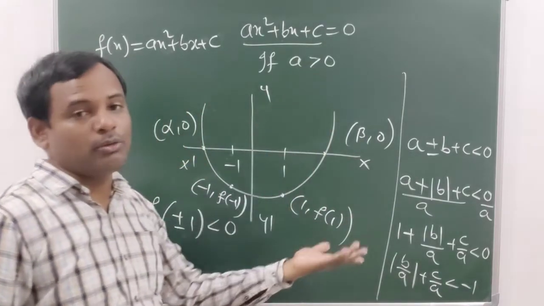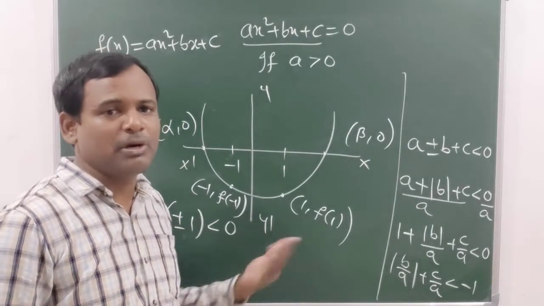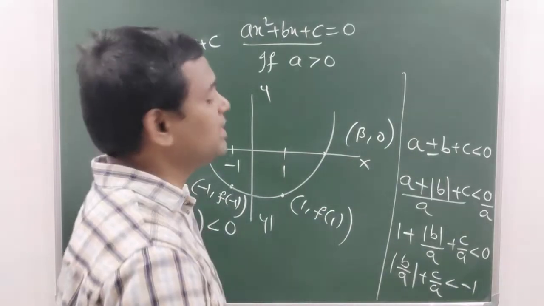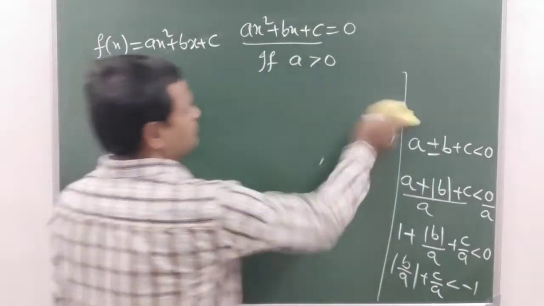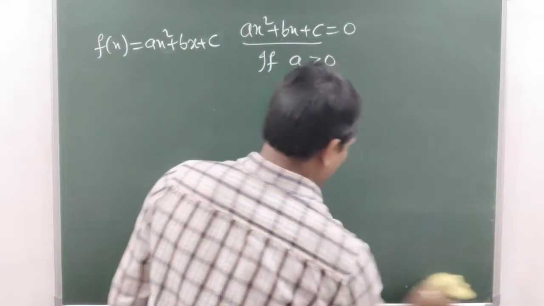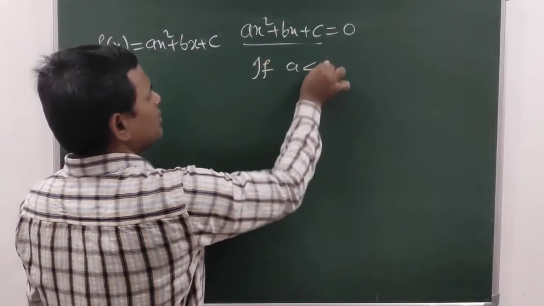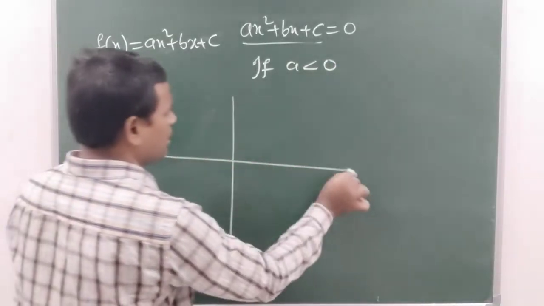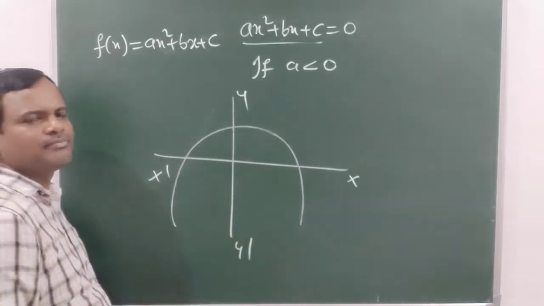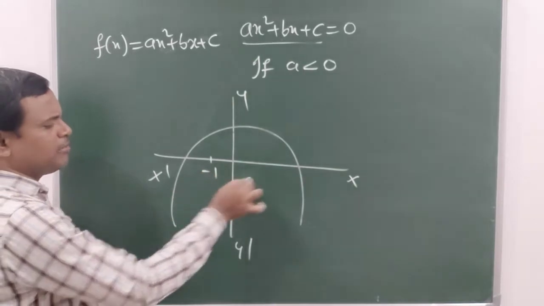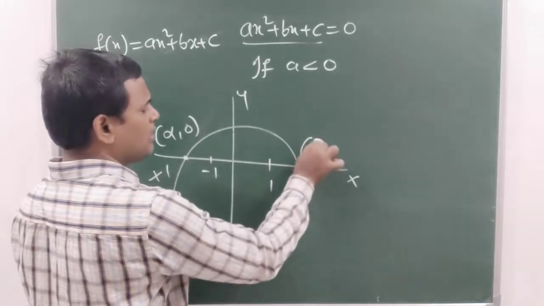But a may be negative also, no? Because they said in the problem that a, b, c are real. Real means which may be positive or negative. Now take that negative case also. See, suppose a is negative, then we get a parabola which opens downwards. Like this we will get. So here you can take minus 1 and 1. This point's coordinates are alpha comma 0 and beta comma 0.